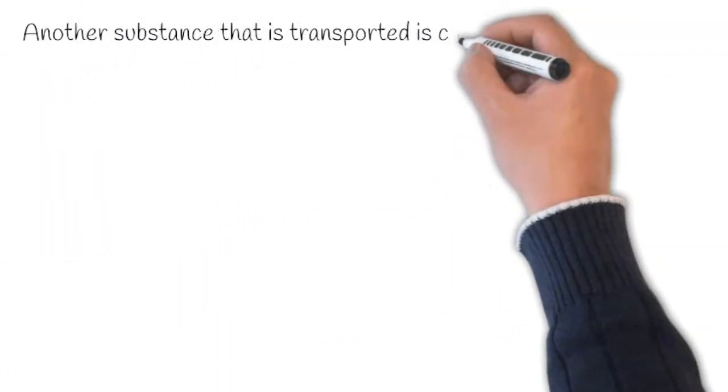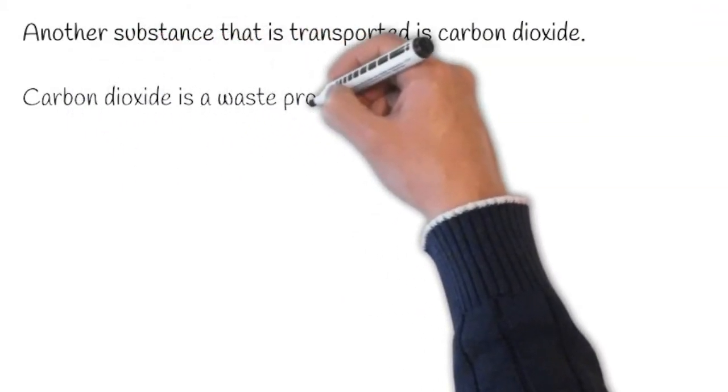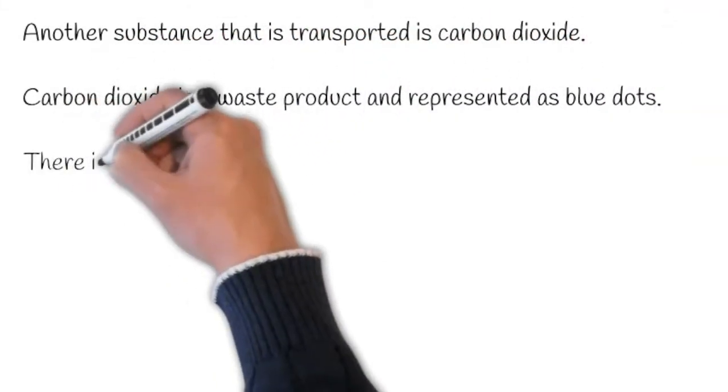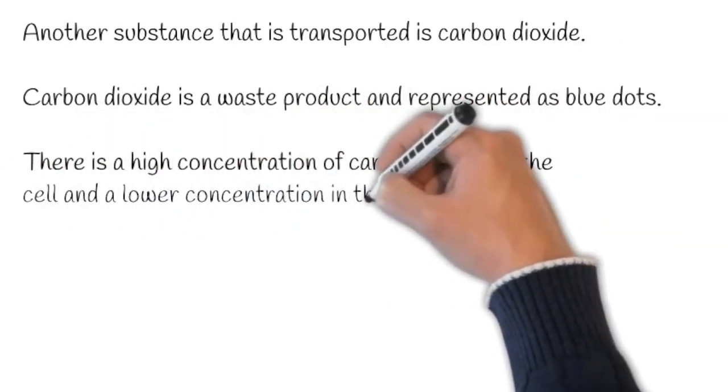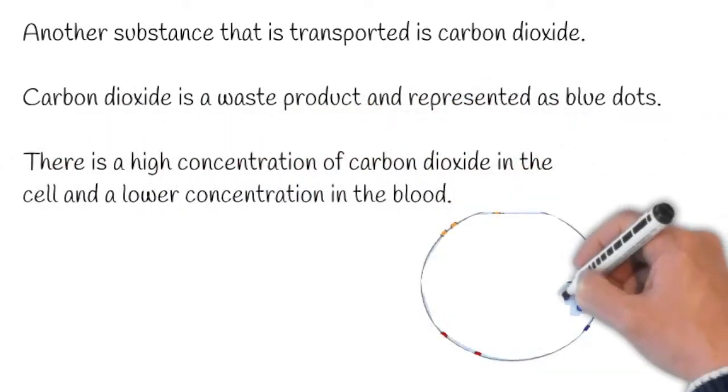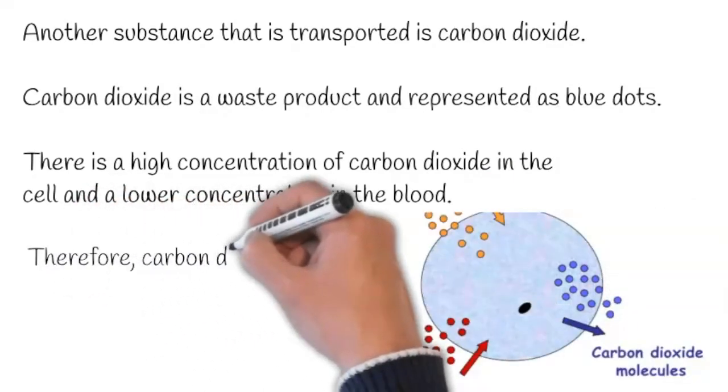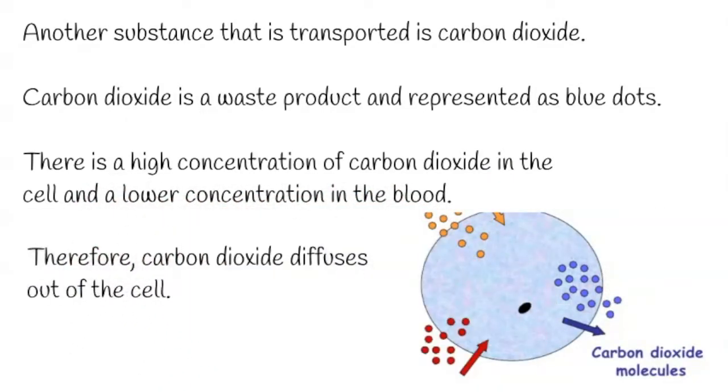Another substance that is transported is carbon dioxide. Carbon dioxide is a waste product and represented as blue dots. There is a high concentration of carbon dioxide in the cell and a lower concentration in the blood. Therefore, carbon dioxide diffuses out of the cell from an area of high concentration to a low concentration.